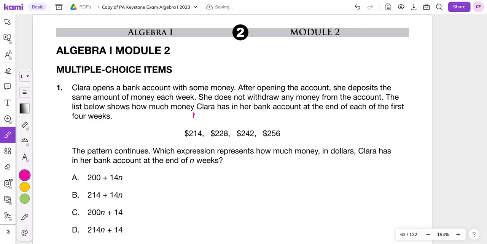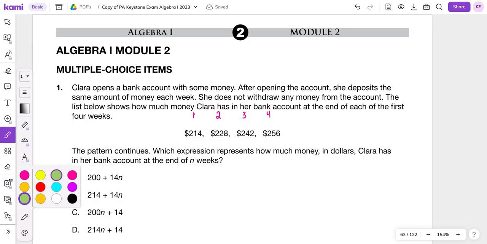Week 1 is 214. At the end of week 2 is 228. At the end of week 3 is 242. And at the end of week 4 is $256. It says that the pattern continues. Which expression represents how much money in dollars Claire has in her bank account at the end of n weeks?